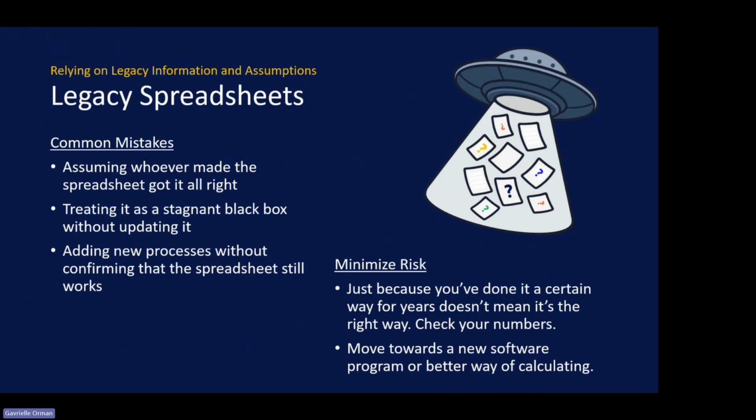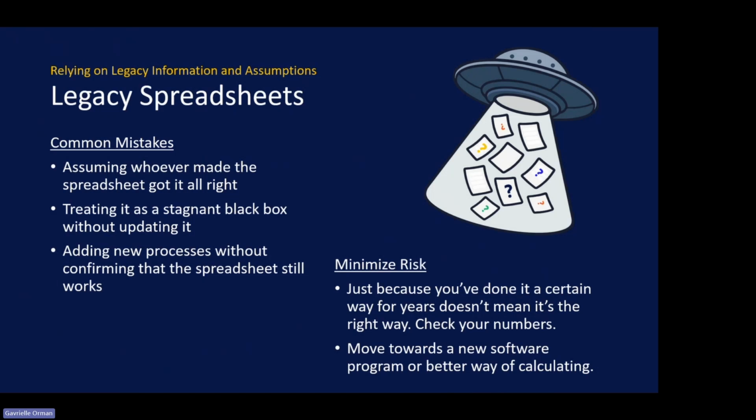So always check your numbers, check your calculations, and confirm that the spreadsheet is even accurate in the first place. Often you might be missing processes, or it might be referencing the wrong column or the wrong cell because you added in a new product over time. And so it's really easy to break these spreadsheets and not realize that they're no longer accurately calculating your releases.